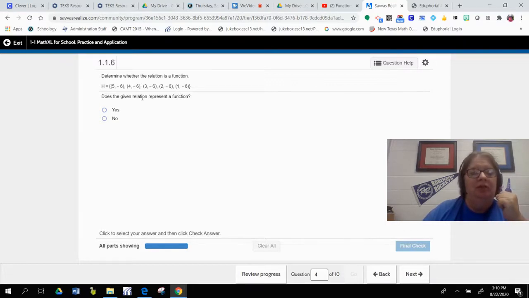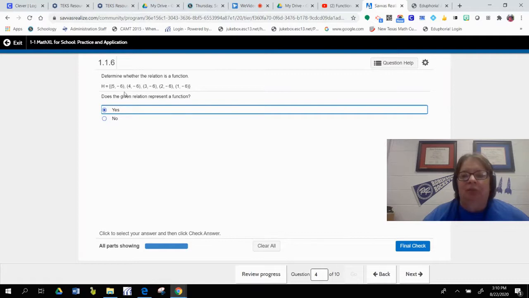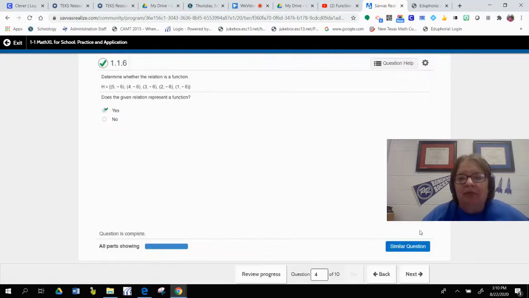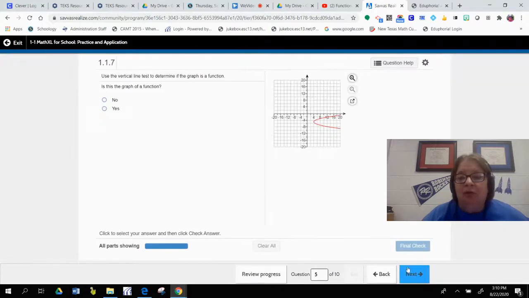Use the vertical line test to determine if the graph is a function. The vertical line test says that when you have a graph, you can draw a vertical line, and if it crosses more than once in any spot, then that graph is not a function. So we're looking at the red part here. If I draw a vertical line anywhere here, it's going to cross that red part twice. So this is not a function. If it's a function, any vertical line will only cross once. Again, you can make that graph bigger if you need to. Final check. Nice work. Okay, next.